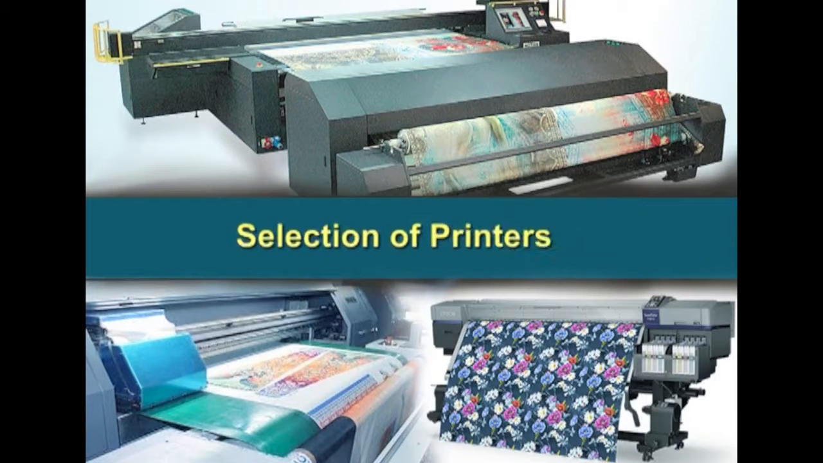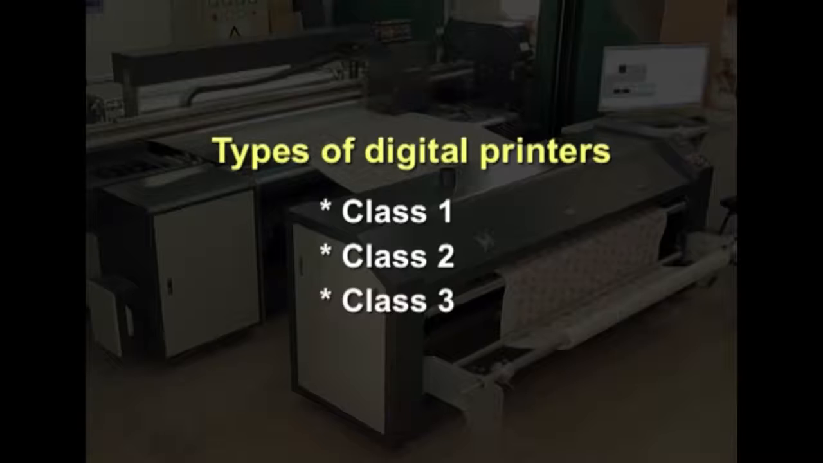So, let us see what are the types of printers that are available, how we can get this wonderful printing on fabrics. Many types of digital printing machines are available in the market for fabrics. Based on the type of ink and fabric feeding mechanism, they are classified under 3 categories, that is class 1, class 2 and class 3.